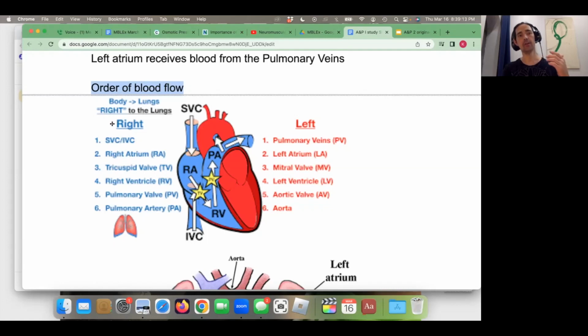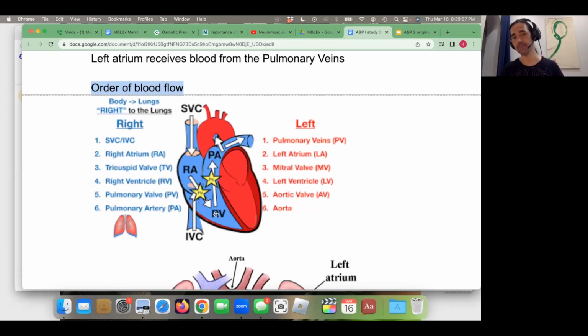It's going to come in through the right side, through the SVC, IVC. That's the superior vena cava. You see there's an SVC up here, that's superior, and there's an IVC down here, that's inferior. Inferior vena cava, superior vena cava. Those come in to the right atrium, and they pass from the right atrium into the right ventricle through the tricuspid valve. So it's superior and inferior vena cavae, right atrium, tricuspid valve, right ventricle.